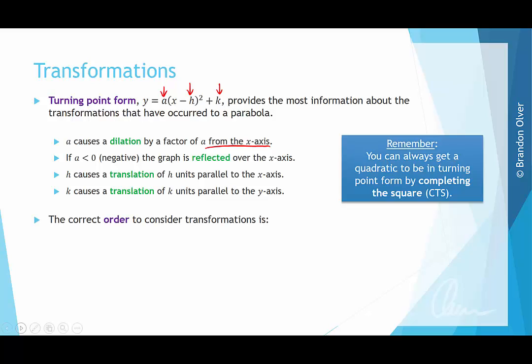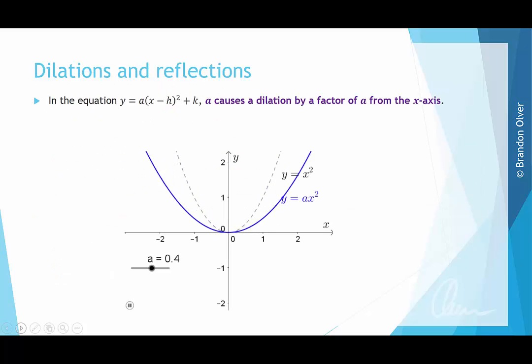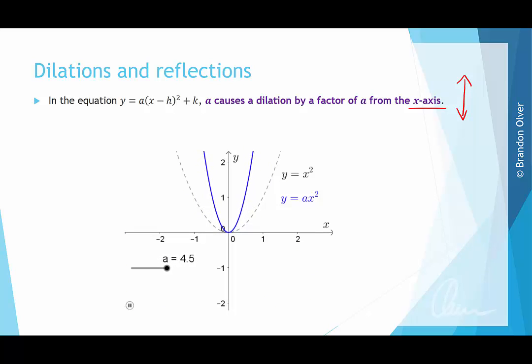The correct order to consider transformations when it's in turning point form is dilations first, which is the value of a, then reflections, which is also the value of a, and then finally you consider the translations which occur parallel to the x-axis and parallel to the y-axis. And that's the values of h and k. So in the equation y equals a times (x minus h) squared plus k, the value of a causes a dilation by a factor of a from the x-axis. So that's going to stretch our graph up and down this way, making it narrower or wider, which you can see in the animation below.